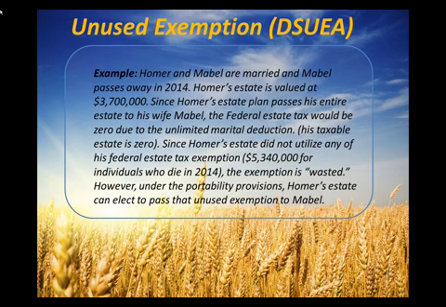Thank you. Here's a simple example of how the unused exemption might work. I'll just read through it. Homer and Mabel are married, and Homer passes away in 2014. Homer's estate is valued at $3,700,000. Since Homer's estate plan passes his entire estate to his wife Mabel, the federal estate tax would be zero due to the unlimited marital deduction. His taxable estate is zero because everything was left to his wife. That's how his plan was set up in my example.